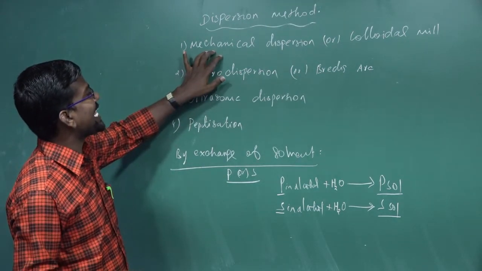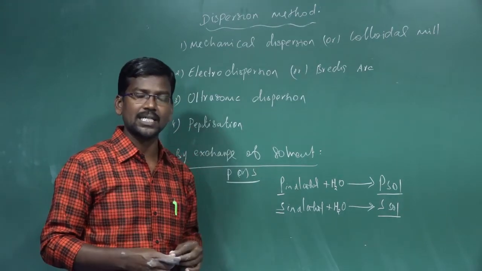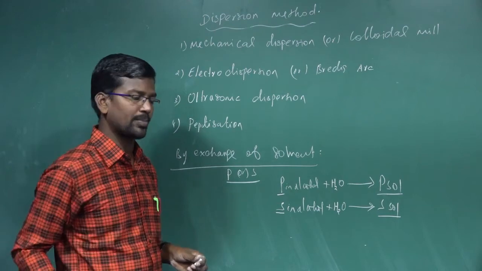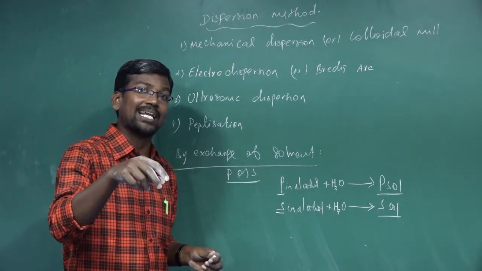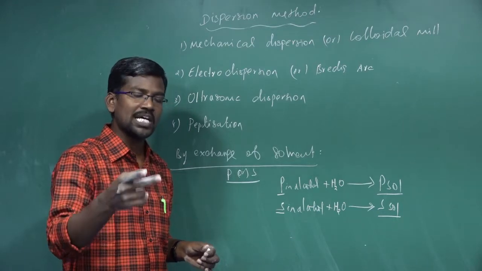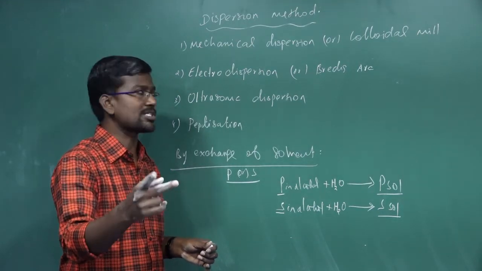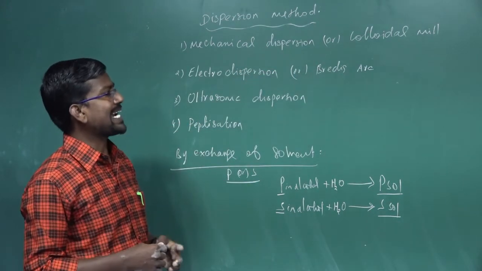First one, the mechanical dispersion method. By using the dispersion method, a true suspension can be converted into a colloidal solution, because the suspended particles have a diameter higher than colloidal particles. That's why suspended particles can be converted to a colloidal solution by the dispersion method. First one, the colloidal mill.